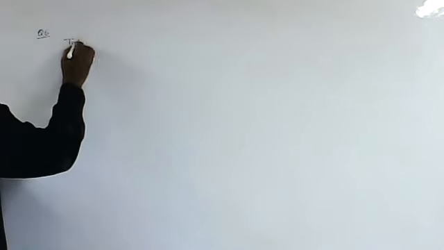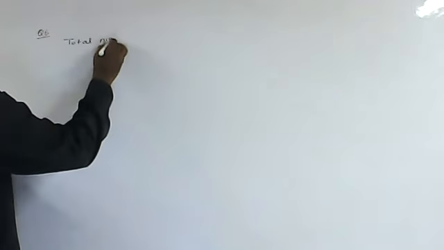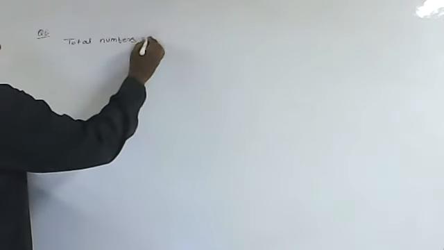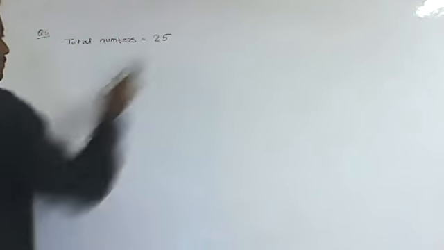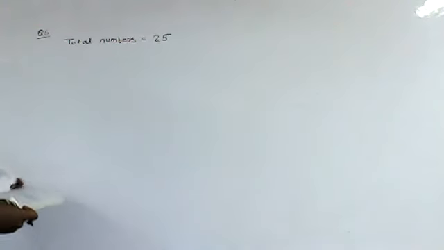Question number 6. Find the mean of 25 numbers. It is being given that the mean of 15 of them is 18 and the mean of the remaining is 13. So there are total numbers 25. Okay. So there are two conditions.